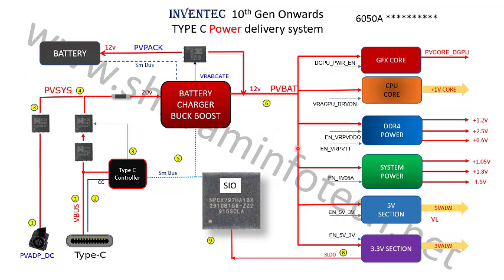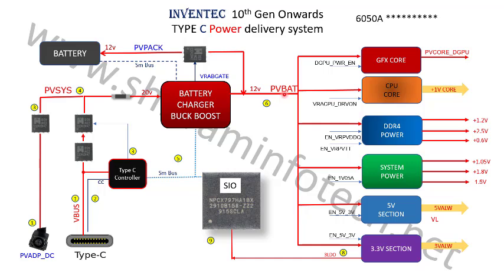Just suppose your laptop is not powering on. If you have an Inventec laptop that is not powering on, what you have to do is connect the adapter either to the adapter port or to the Type C port, and check this PVSYS. If this PVSYS is not coming, then you have to check this MOSFET. This MOSFET may be open, or the MOSFET is not getting a triggering signal. If the PVSYS is coming, then this voltage enters this buck boost converter, and you have to check PVBAT straight away.